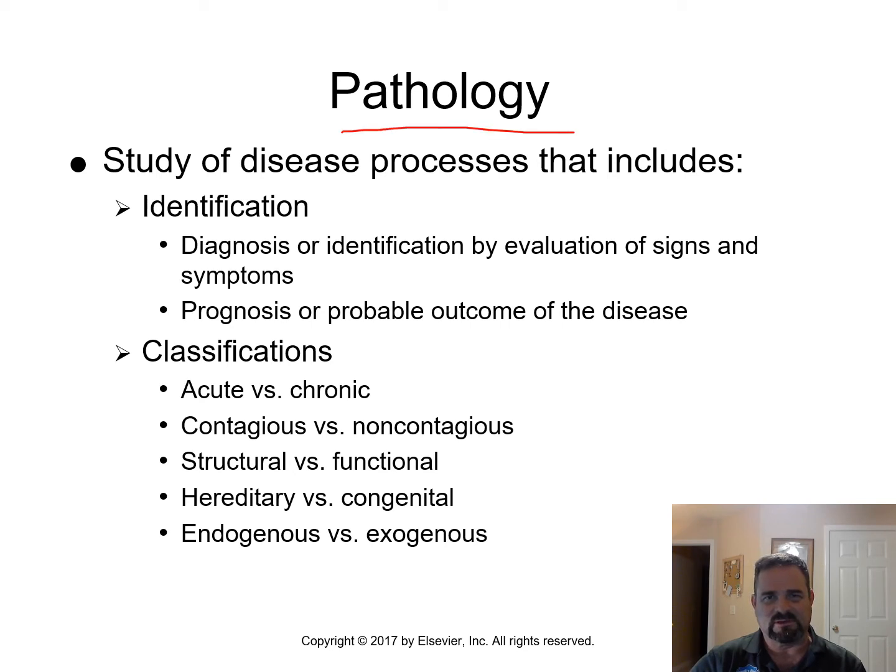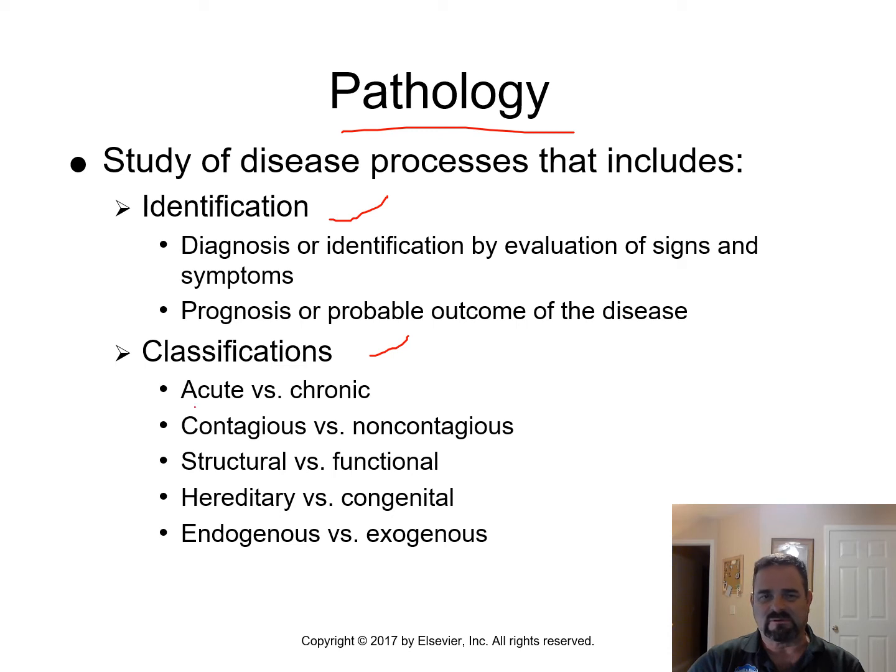Pathology. Okay, it's the study of disease processes that includes identification of the disease and also classification. So identification is diagnosis, or identification by evaluation of signs and symptoms. And then the prognosis is developed based on the patient's potential outcome or probable outcome of that disease.